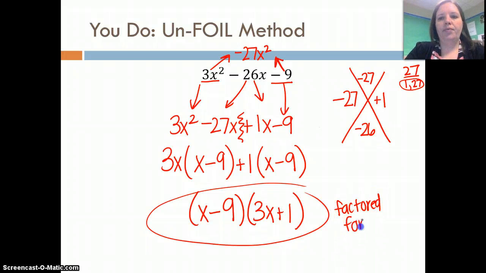Factored form. So quadratic trinomials are very important when it comes to our factoring. We're going to see these a lot. So we will continue practicing these for the rest of the week.